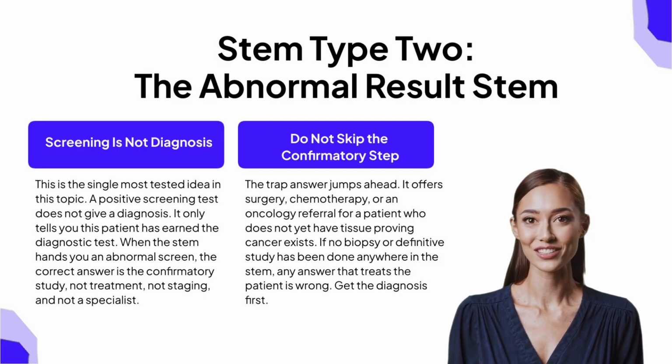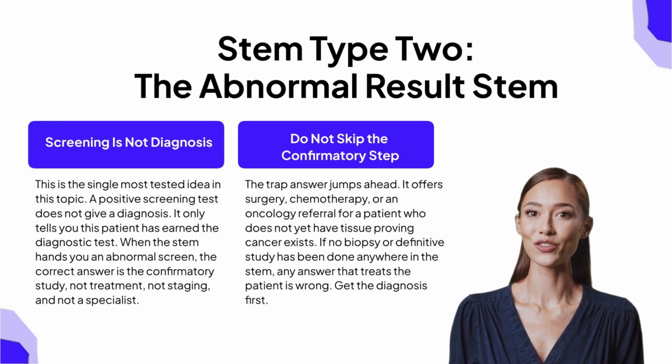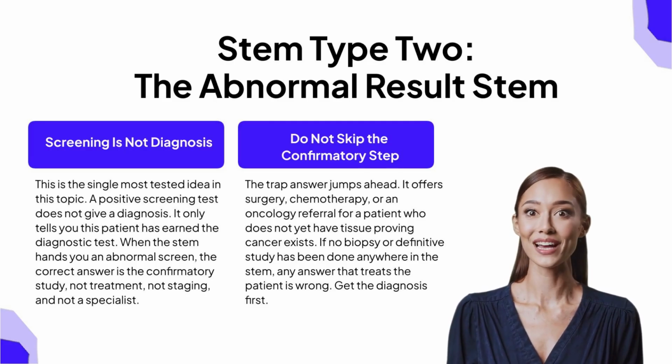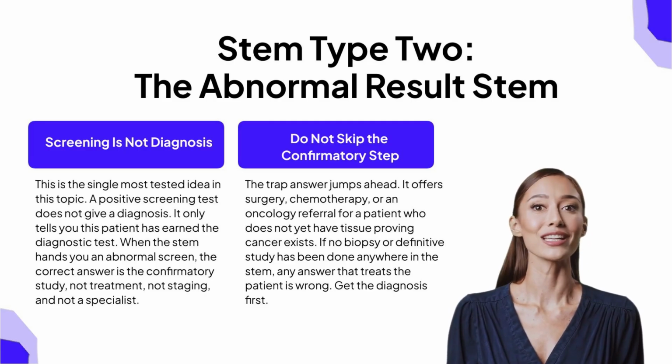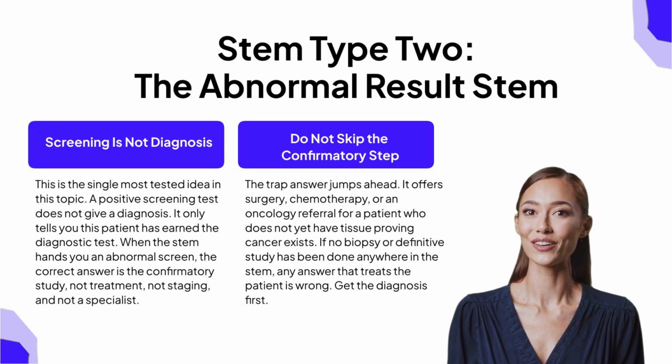So when the stem hands you an abnormal screen, the correct answer is the confirmatory study, not treatment, not staging, not a specialist. Second, do not skip the confirmatory step, because the trap answer jumps ahead. It will offer you surgery or chemotherapy or an oncology referral for a patient who does not yet have tissue proving that cancer exists at all. So here is your rule. If no biopsy or definitive study has been done anywhere in that stem, any answer that treats the patient is wrong. Get the diagnosis first.